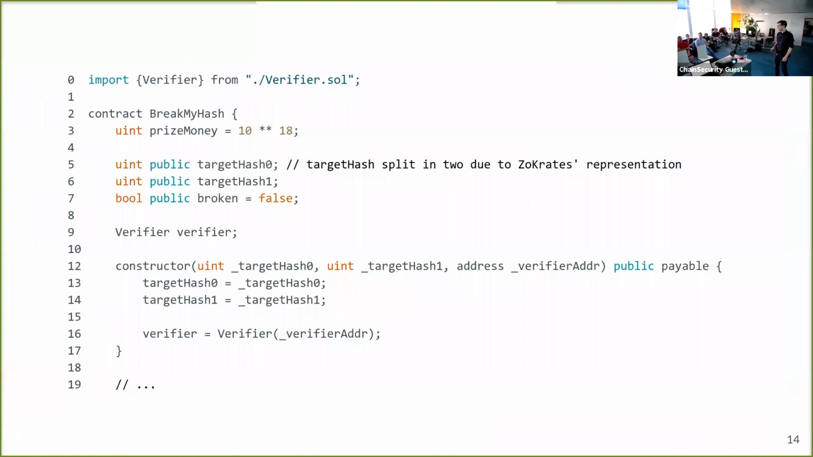And to wrap up this example, let's see how the initial break-my-hash contract would now look like. Not much will change, actually. So we still have our prize money field. The target hash is now split in two. I've done this for convenience because that's what ZoKrates expects as a public input for the program. And broken is exactly the same. The field that's added here is this verifier, which is the contract I showed you on the terminal, which has this verify transaction function to which we can input a proof. The constructor also hasn't changed much, so it will initialize the target hash, and it will also initialize the verifier.